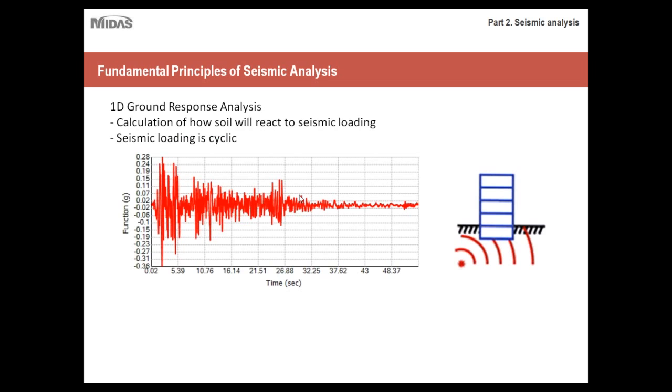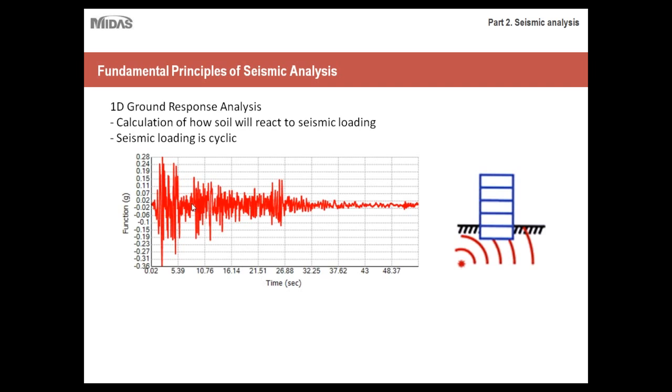Okay, so now let's get into just the calculations of seismic analysis itself. First, let's talk about 1D ground response analysis. Essentially, 1D ground response analysis is the analysis of how soil responds to cyclic loading or seismic loading.